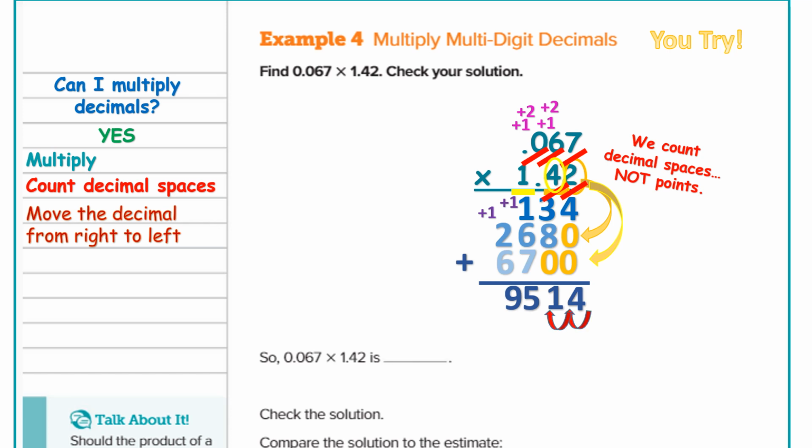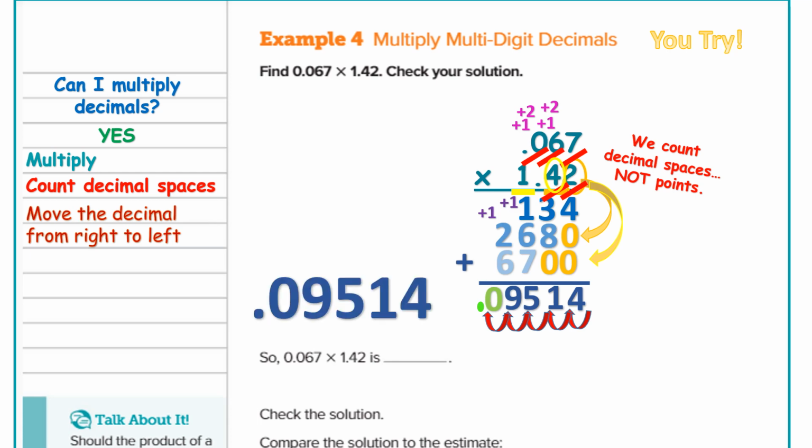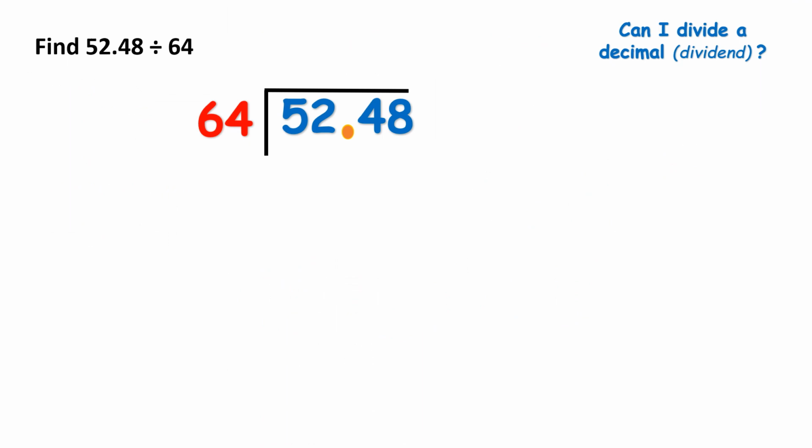I counted 5 decimal spaces, so I go behind the 4 and I start moving it, and I only get 4 and I run out of digits. So I simply add a 0 until I don't need to move my decimal anymore. So I end up with 0.09514, which is said 9,514 hundred thousandths. All right, are we good? I hope so. Now let's go to division.